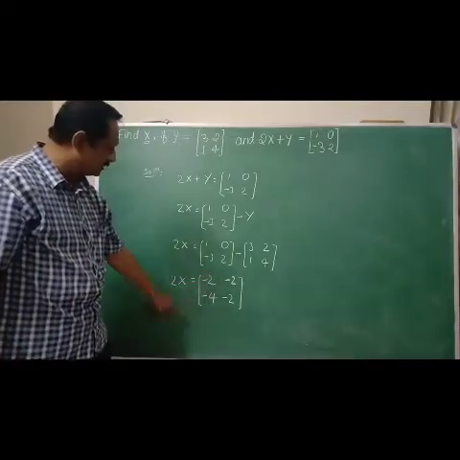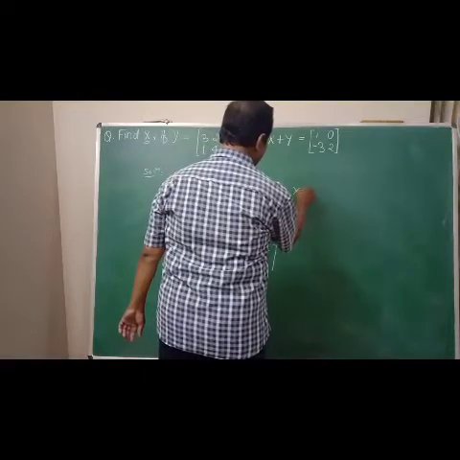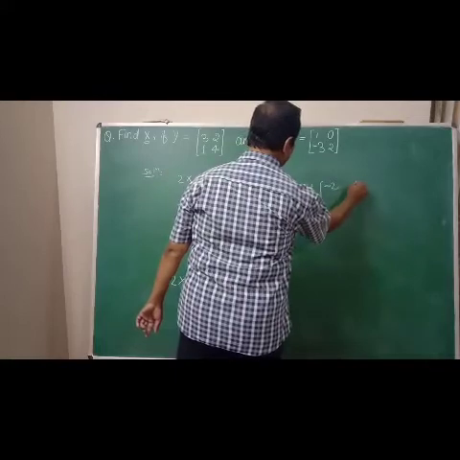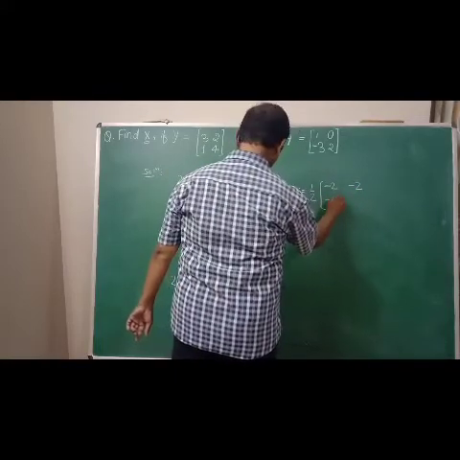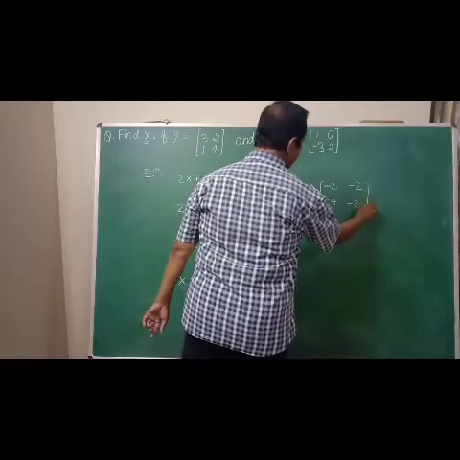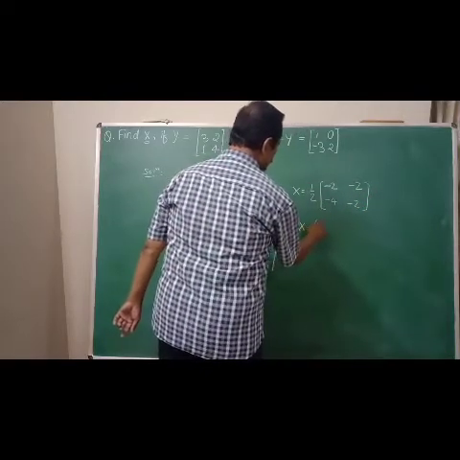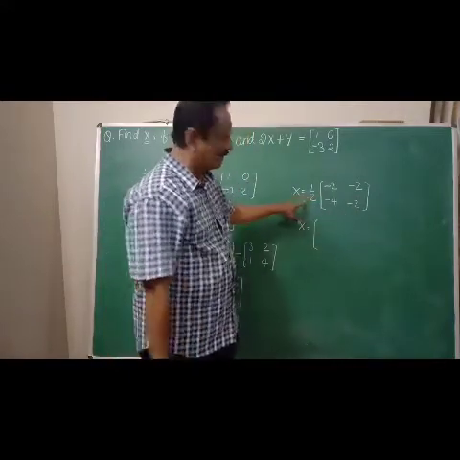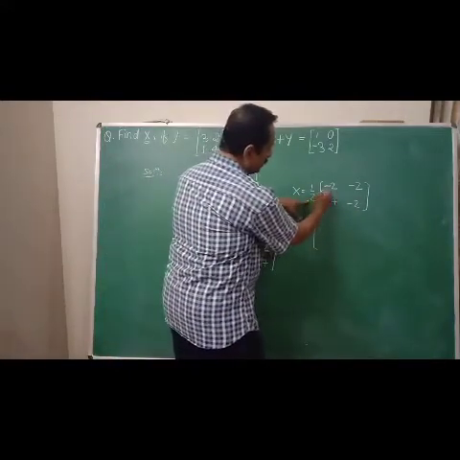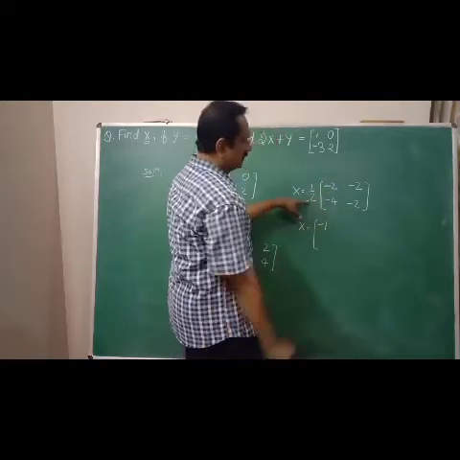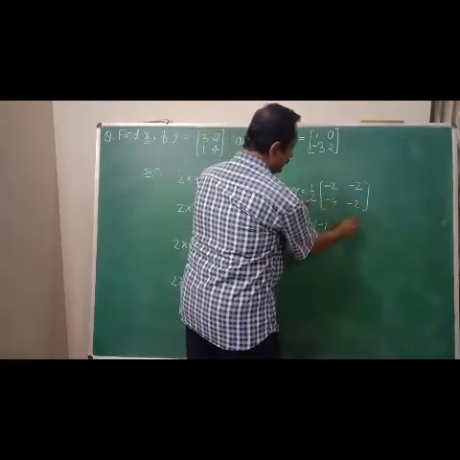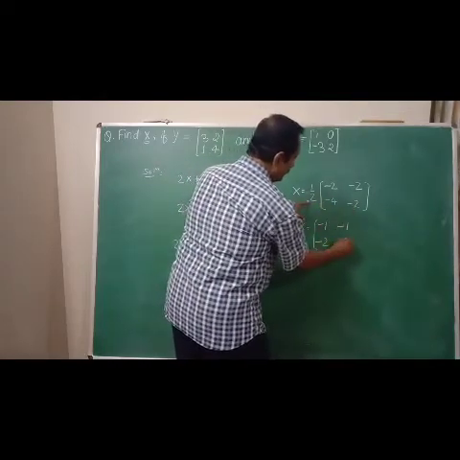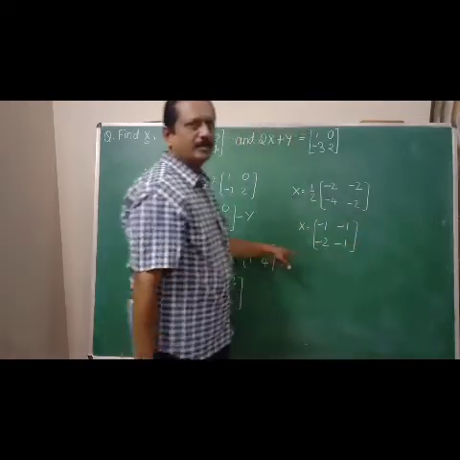Take the 2 to the right-hand side. Therefore x is equal to 1 upon 2 into the matrix [minus 2, minus 2; minus 4, minus 2]. Multiply each element by 1 by 2: minus 2 into 1 upon 2, the 2 cancels, remaining minus 1. Again minus 1. Then minus 4 into 1 upon 2 is minus 2, and again minus 1. So this is the required solution.